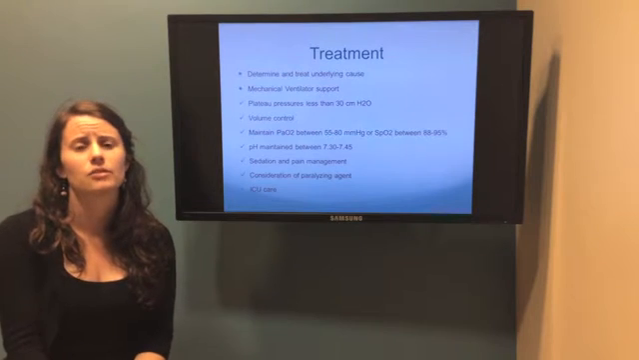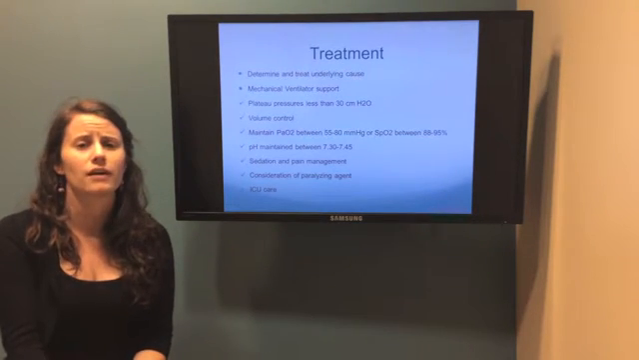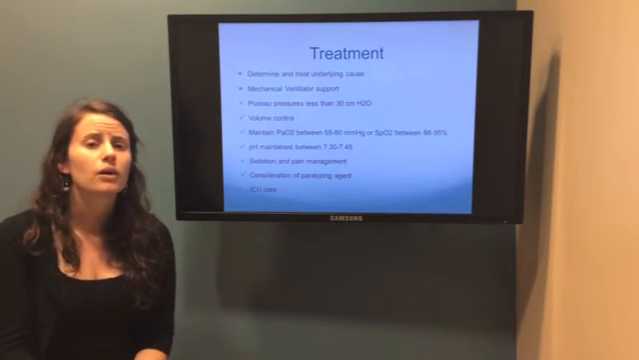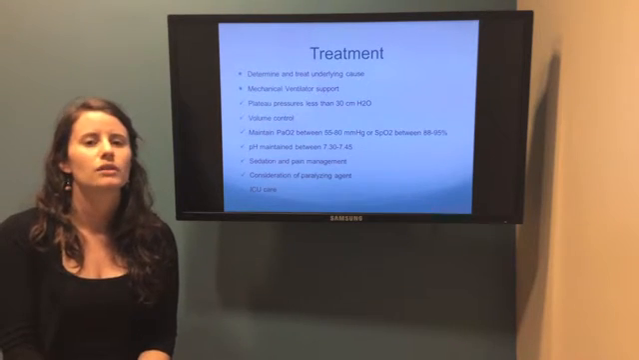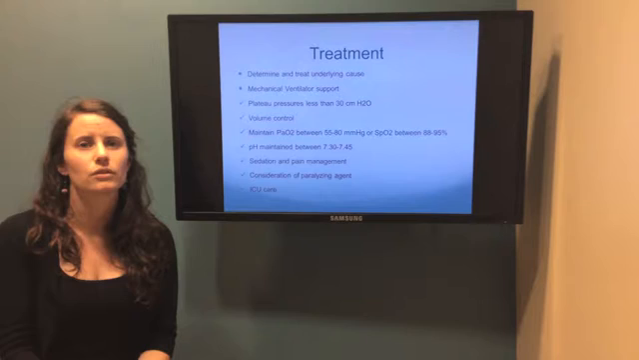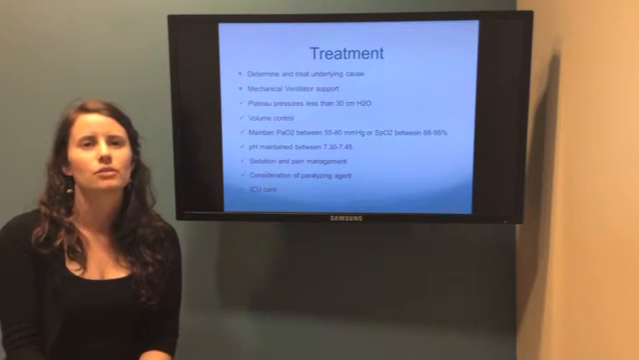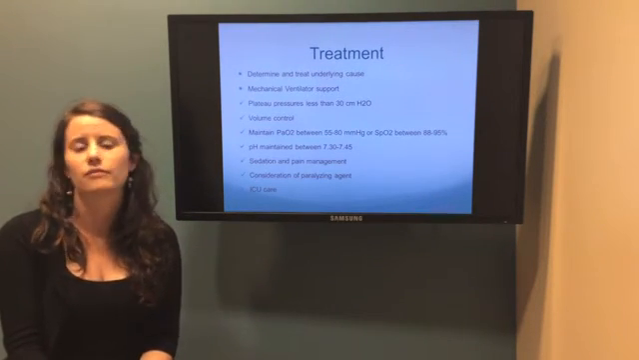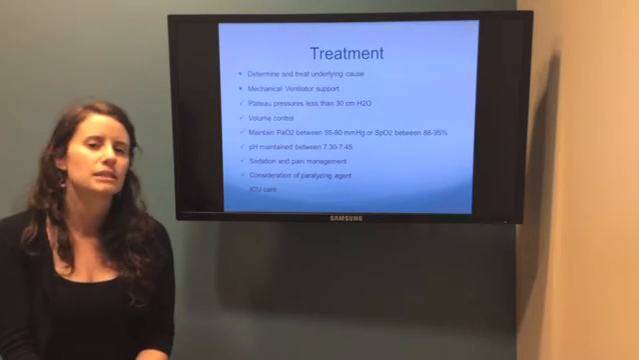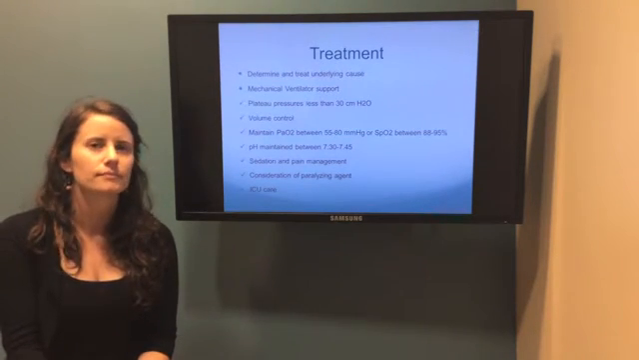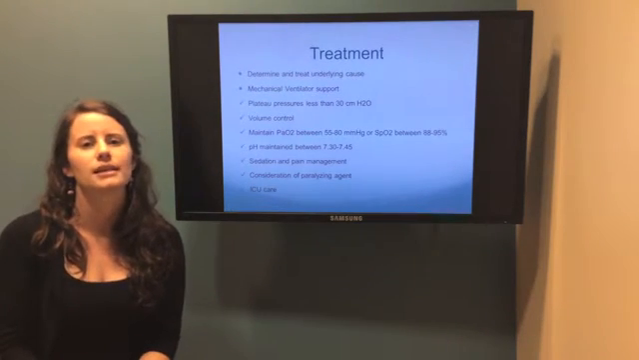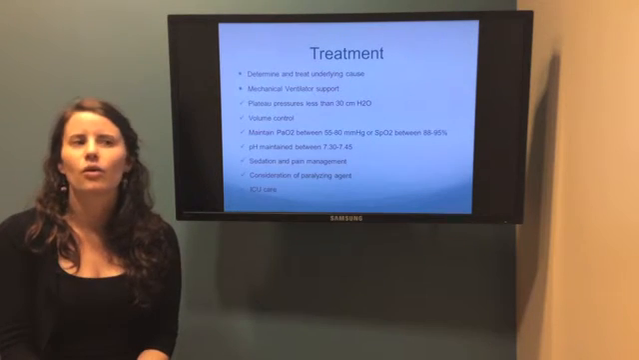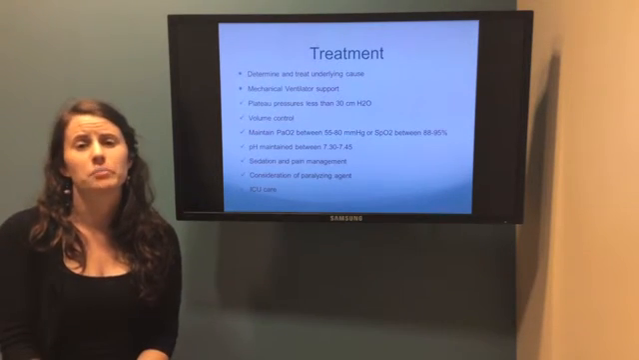You also need to maintain the patient's PaO2 between 55 and 80, and this can be done by changing the PEEP on the ventilator. These patients are typically on pretty high PEEP, and you can also change their volumes. You want to normalize their pH between 7.3 and 7.45, and this can be done by changing their respiratory rates. ARDS patients are very uncomfortable on ventilator settings, and so they almost always need sedation and pain management.